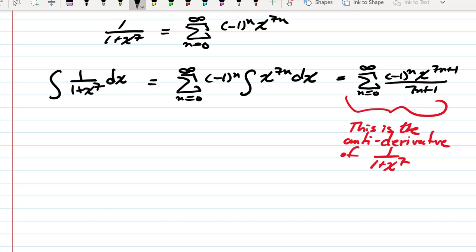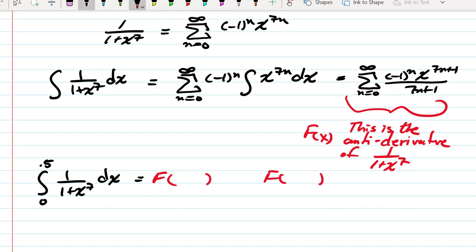So now, to do our definite integral, we would have the integral from 0 to 0.5 of 1 over 1 plus x to the 7th. Well, if this is the antiderivative, it's this evaluated at b minus this evaluated at a. So I'll call this my capital F of x. So this is F of 0.5 minus F of 0.